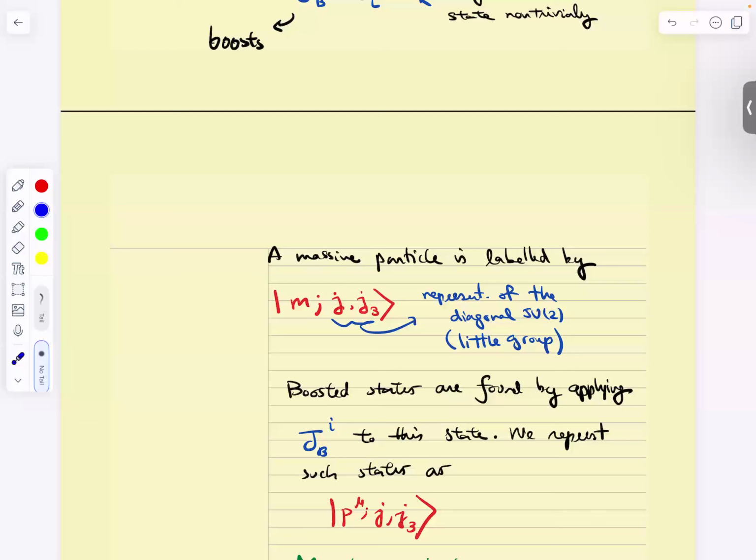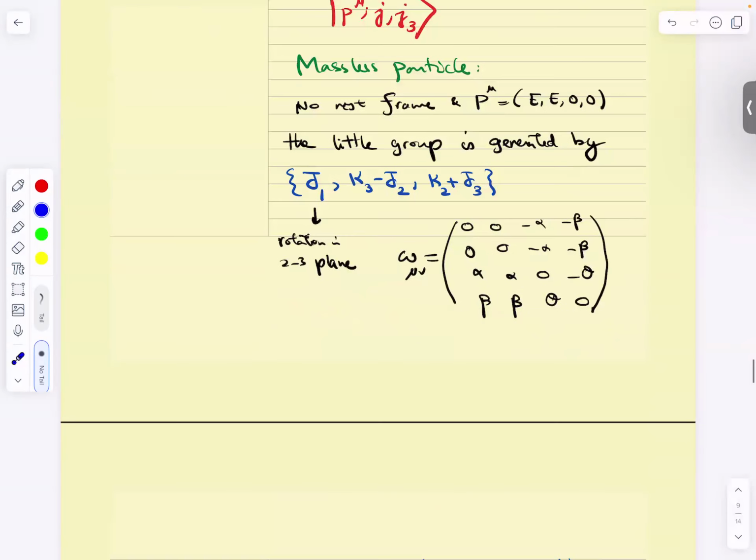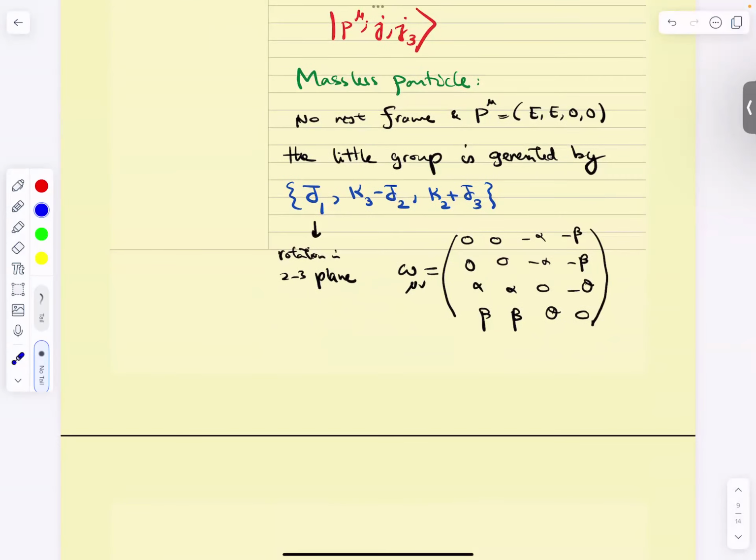I'm doing well with time today. I don't know why. That's uncharacteristic of me. Maybe I should go on more tangents. Okay. Next is a massless particle. Usually I do not go on tangents if I don't know the topic well.